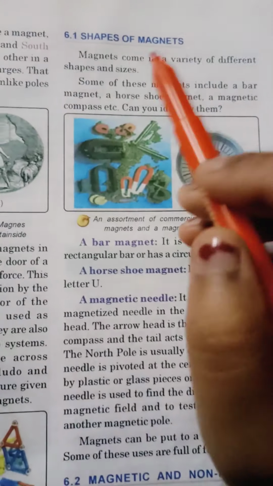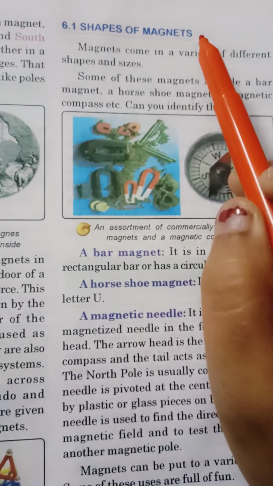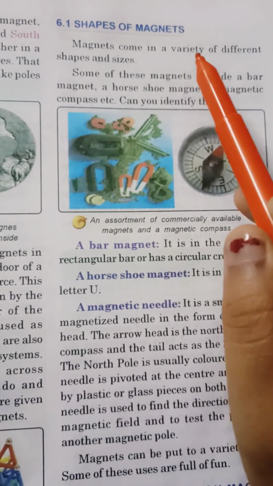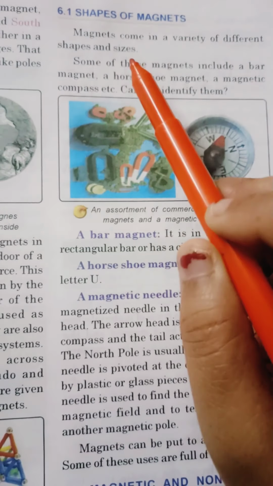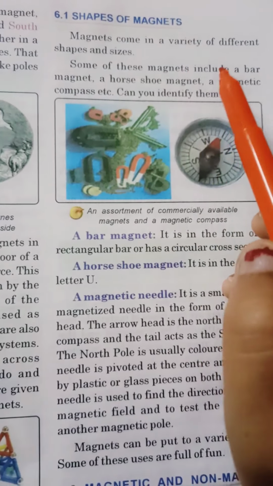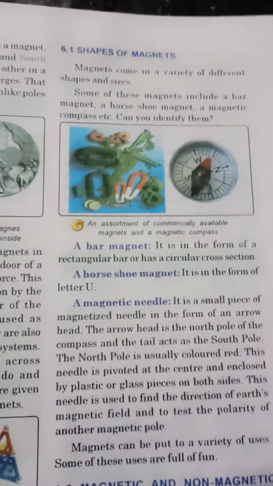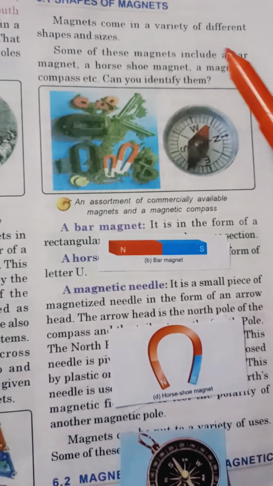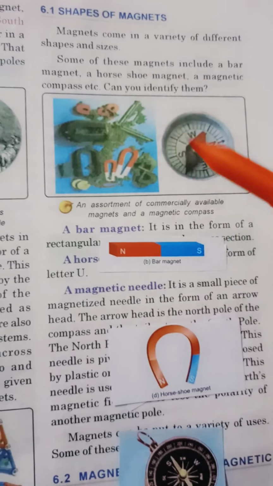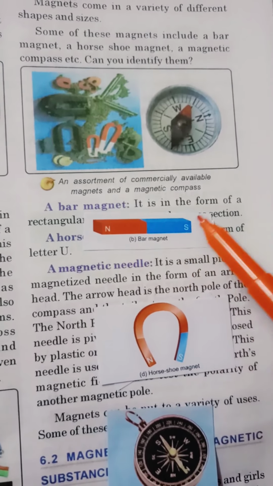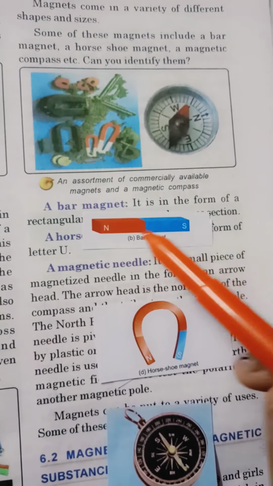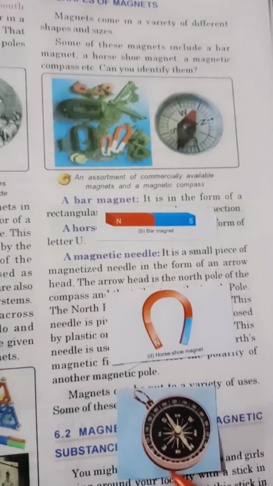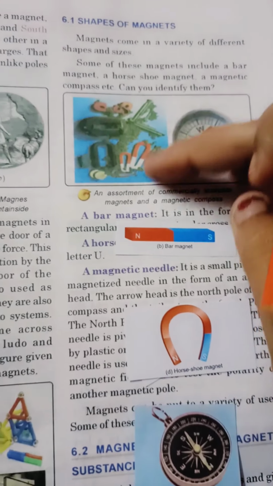Now, shapes of magnets. Magnets come in a variety of different shapes and sizes. Some of these magnets include a bar magnet, a horseshoe magnet, and a magnetic compass. We have already seen that a bar magnet looks like this, a horseshoe magnet looks like this, and this is a magnetic compass.